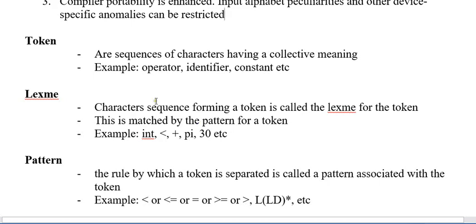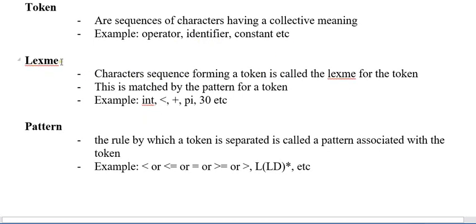Now moving on, here are three important points: token, lexeme and pattern. First, what is a token? Tokens are sequences of characters having a collective meaning. Examples are operators, identifiers, constants, etc. Now the lexemes. The character sequence forming a token is called the lexeme of that token. It is matched by the pattern of the token.